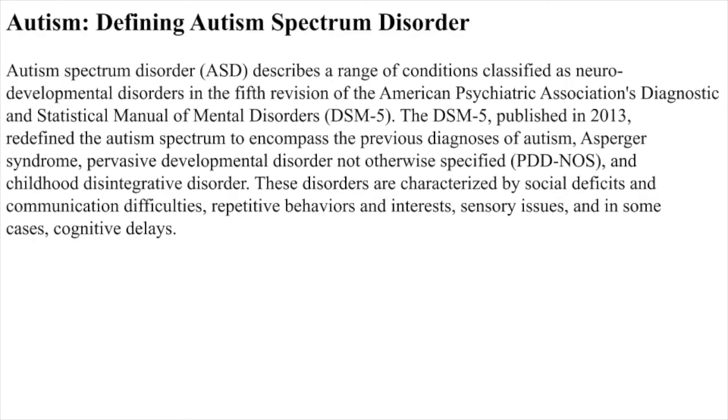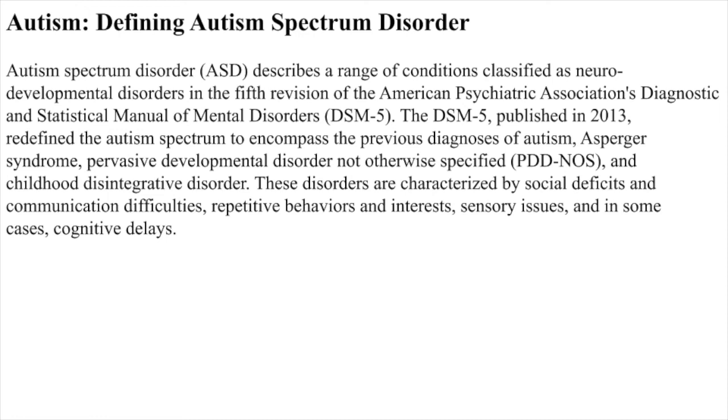Autism spectrum disorder, ASD, describes a range of conditions classified as neurodevelopmental disorders in the 5th revision of the American Psychiatric Association's Diagnostic and Statistical Manual of Mental Disorders, DSM-5. The DSM-5, published in 2013, redefined the autism spectrum to encompass the previous diagnoses of autism: Asperger syndrome, pervasive developmental disorder, not otherwise specified, PDD-NOS, and childhood disintegrative disorder.